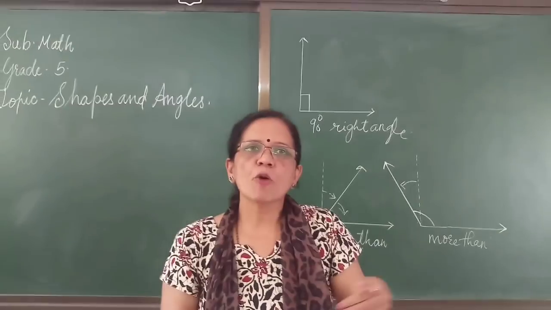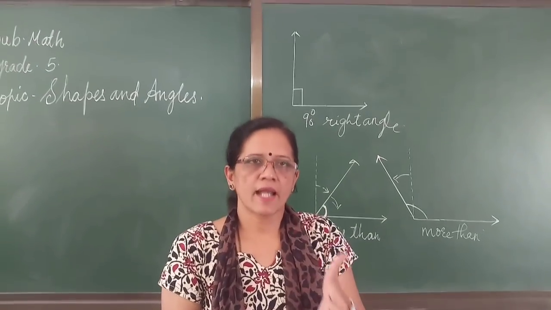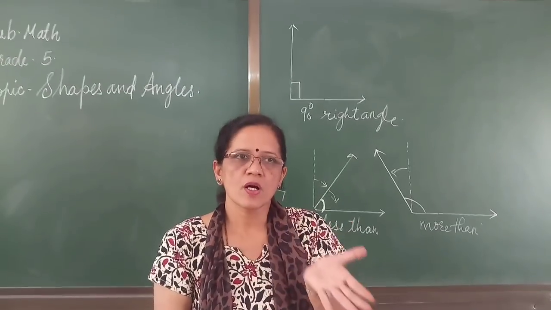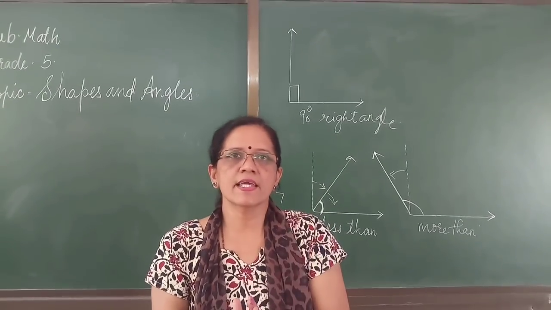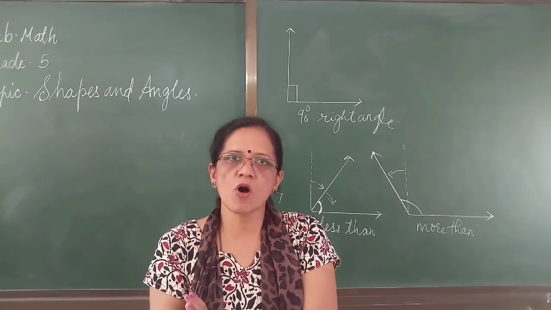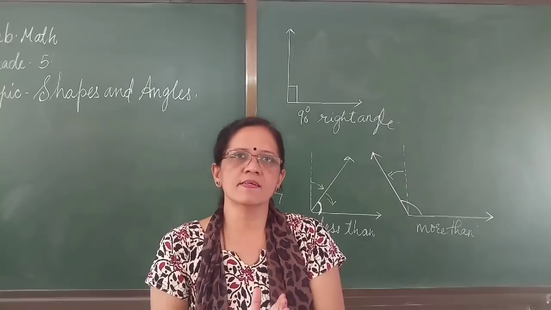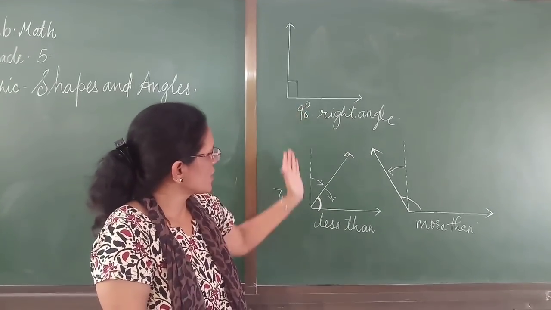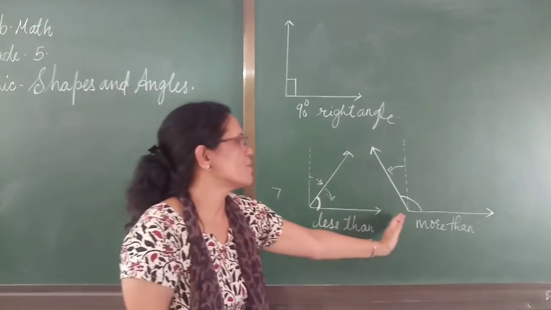Today in this topic, we learned 90 degrees, that is the L shape, and then we also studied how to make an angle tester. I showed you all the divider also, which is found in the compass box. That is only an angle tester. And then I showed you all these right angle drawings. I showed you less than, and more than.